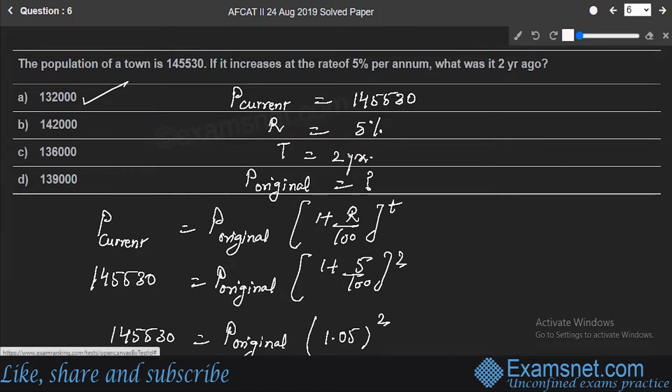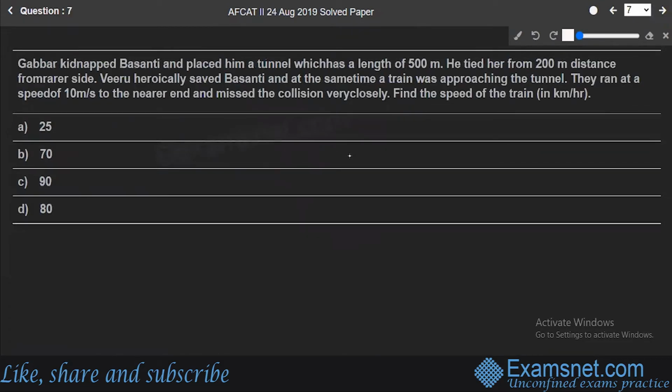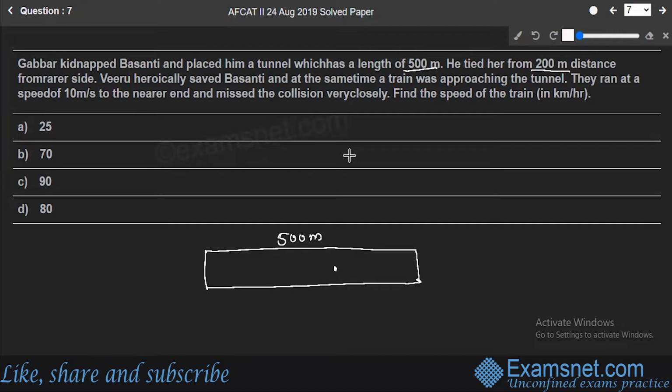Next, question number 7. Gabbar kidnapped Basanti and placed her in a tunnel which has a length of 500 meters. So let's draw a tunnel first. Here is a tunnel, and this tunnel length is 500 meters. He kept Basanti over here. He tied her from 200-meter distance from the rear side. So this is 200-meter distance from the rear side. Okay, this is Basanti's position.